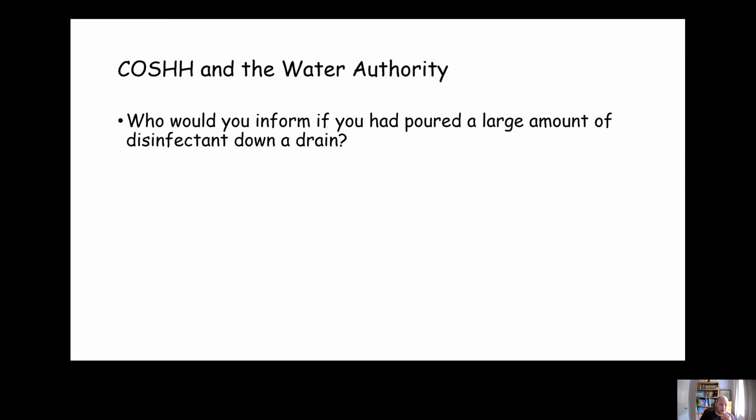Alrighty, so finally, the setting guilds have asked us a few times, who would you inform if you had poured a large amount of disinfectant down the drain? Well, actually, who you should inform is the Water Authority, which is essentially the water supply company, because they're the people who are responsible, generally speaking, in almost all cases, also for the removal of the water through the drains.